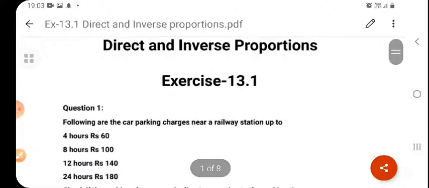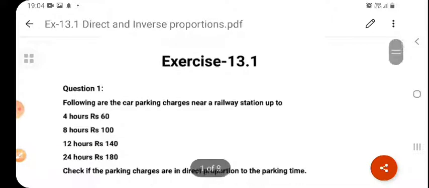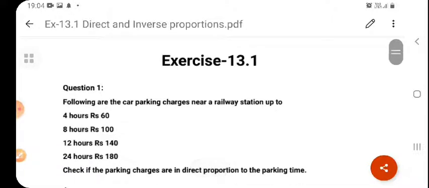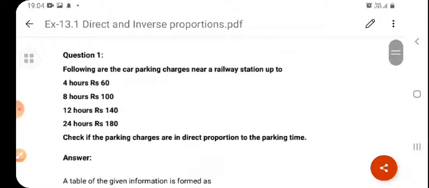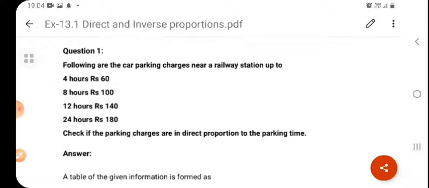Okay, so coming to the first question: following are the car parking charges near a railway station. Up to 4 hours rupees 60, 8 hours rupees 100, 12 hours rupees 140 and 24 hours rupees 180. Check if the parking charges are in direct proportion to the parking time.